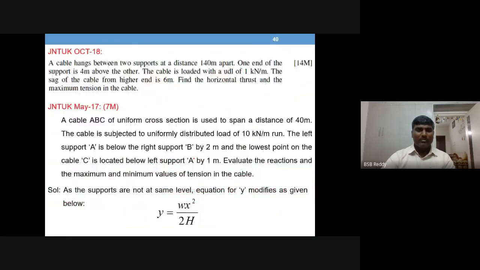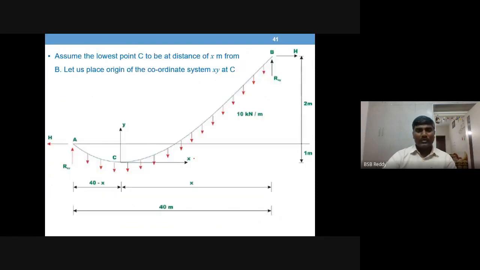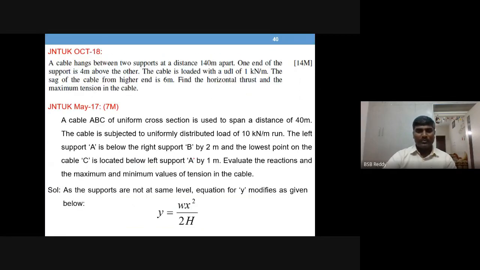Okay, so we'll come back in the next session with an example problem of a cable subjected to UDL. Okay, right.